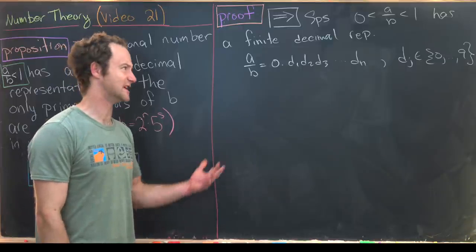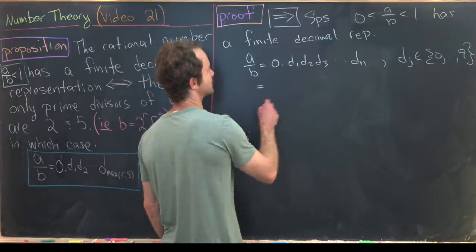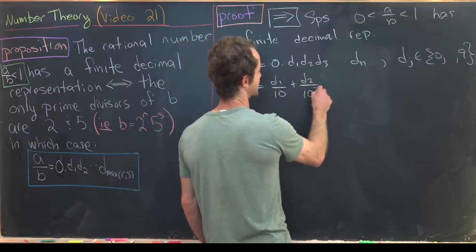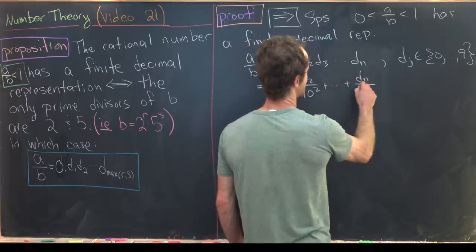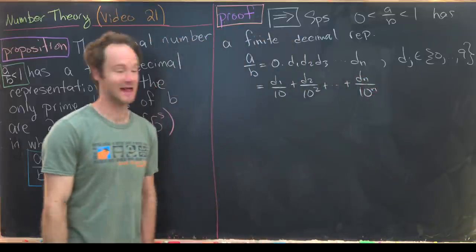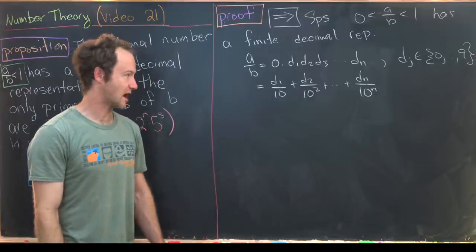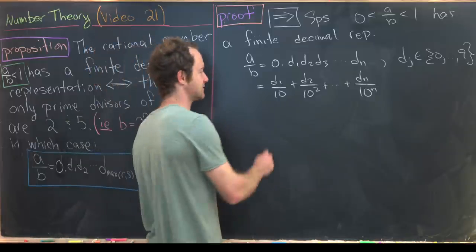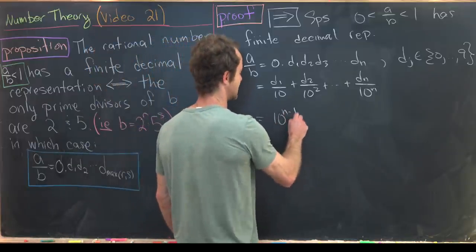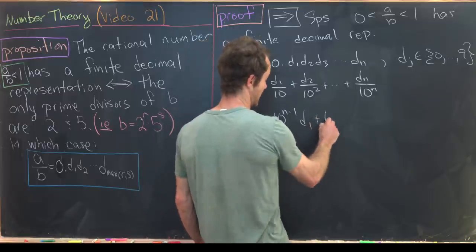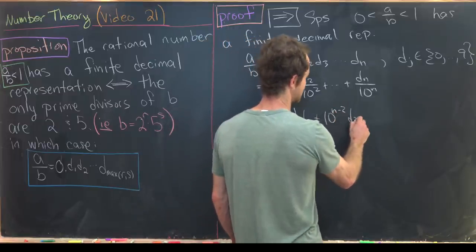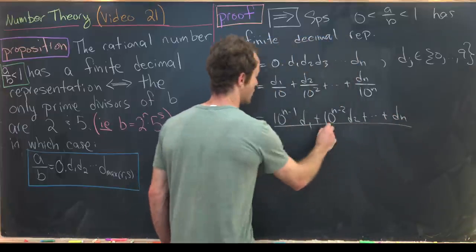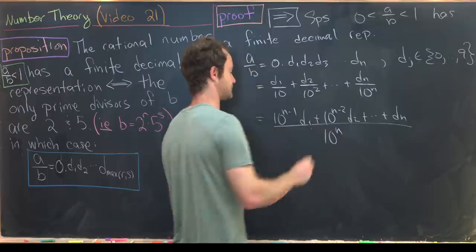So in other words, we're going to use the definition of our decimal expansion. So notice that this is d1 over 10 plus d2 over 10 squared plus all the way up to dn over 10 to the n. But now we can find a common denominator here. Notice the common denominator will be the largest power of 10 that is involved. That'll give us 10 to the n minus 1 times d1 plus 10 to the n minus 2 times d2, all the way up to plus dn, all over 10 to the n.